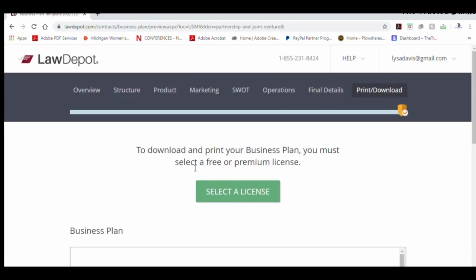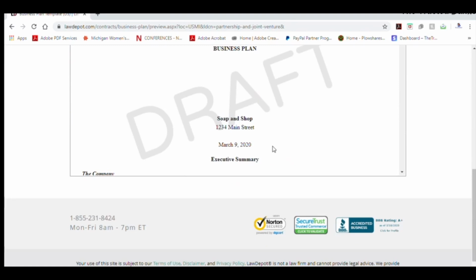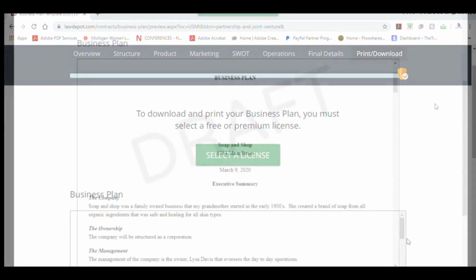And now download and print your business plan. You must select free or premium license. And here's your business plan draft. So let's see if we can get this thing printed out or at least look at it.